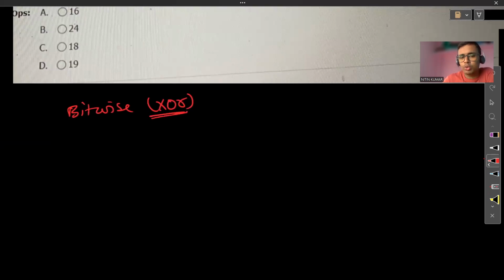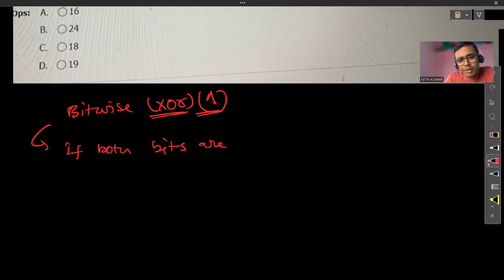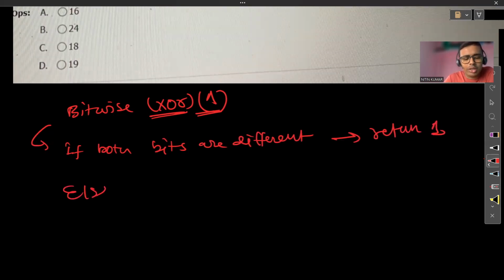I already told you, to apply any bitwise operator to any decimal value, we first have to convert it into binary values, and I have already explained how to convert a decimal to binary. Now after converting, bitwise XOR also has some rules. Bitwise XOR says: if both bits are different, then return 1, else if both are the same, return 0.